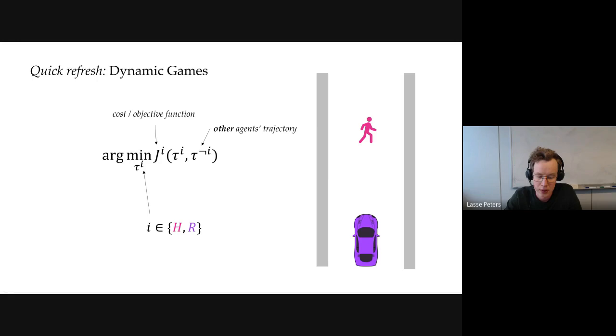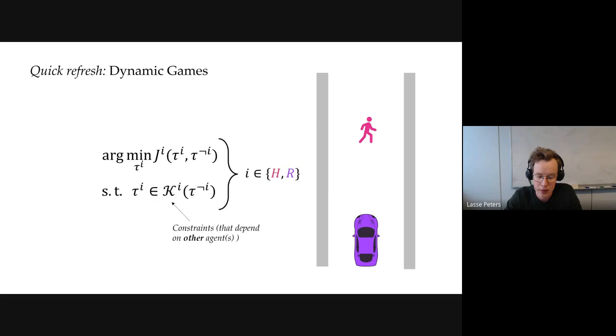And then beyond the cost, this trajectory optimization process for a single player will usually also be guided by constraints. And these constraints can encode aspects like dynamics, but also collision avoidance or other aspects of the environment, lane keeping, and so on. And in general, these constraints may depend on the decisions, on the trajectories, of others. So the feasible set for every player in this dynamic game is a function of what others do, which is commonly the case, for example, in collision avoidance.